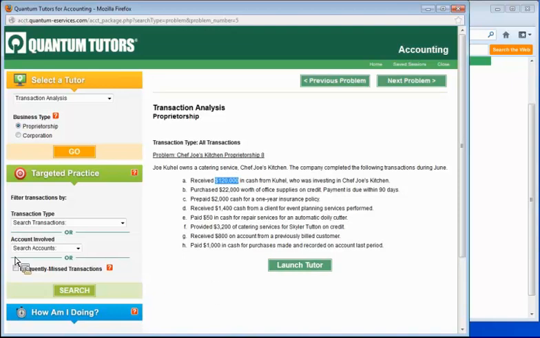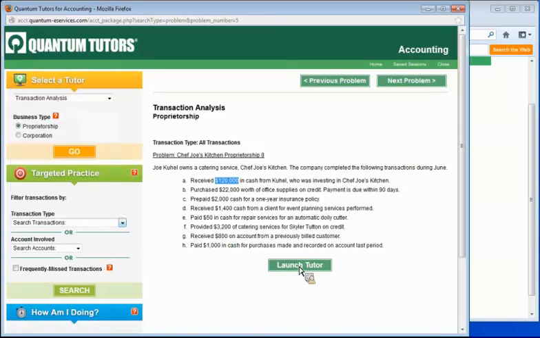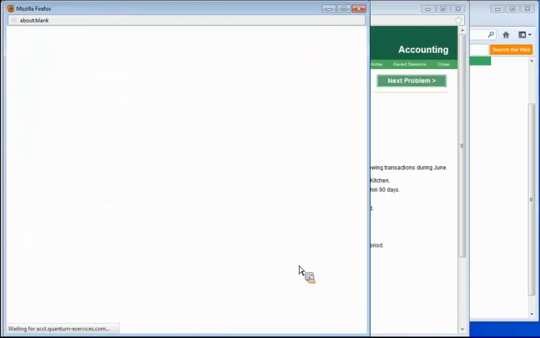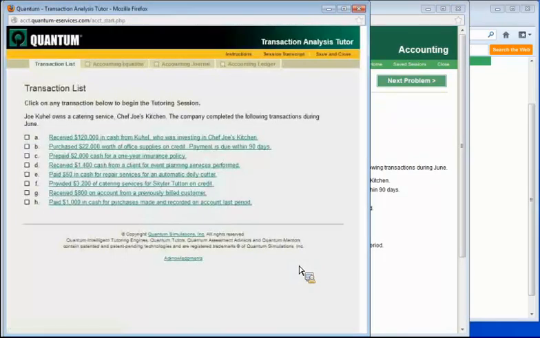And then we also have this target practice area over here where you can really narrow it down to specific transaction types. And I'll show you how that works in a second. But here, let me go ahead and launch the software. And what it does is it actually passes the problem over to an engine. So these aren't canned problems where the feedback is fixed. And that's important because we want to be able to give individual feedback to the student.